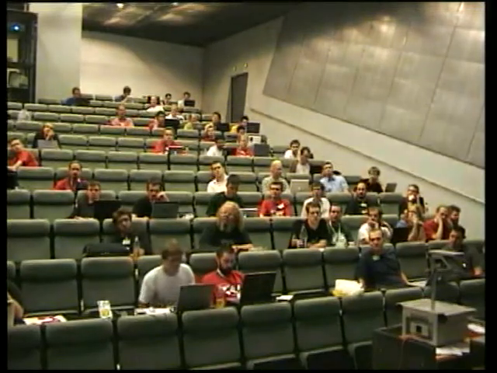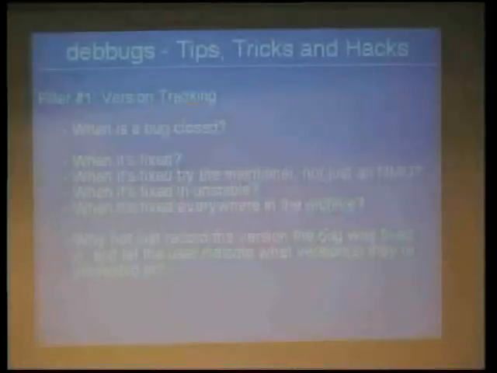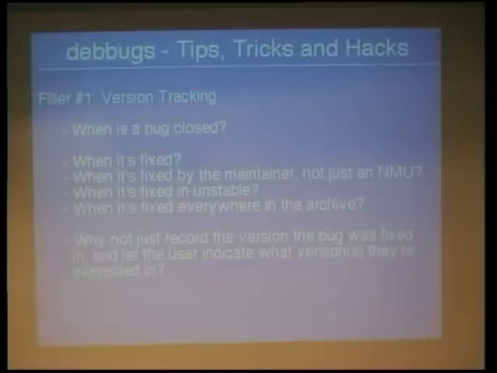Good, version tracking. So version tracking is the next big thing in the Debbugs universe. The idea is to make it so that you can use experimental a bit more effectively and you can use testing a lot more effectively and you can manage the bugs in testing a lot more effectively. The kind of question that inspires version tracking is the question of when is a bug actually closed. Historically, it's just been closed when it's fixed in unstable, apart from a few ones which have to wait till stable because the submitter's really whiny about it.